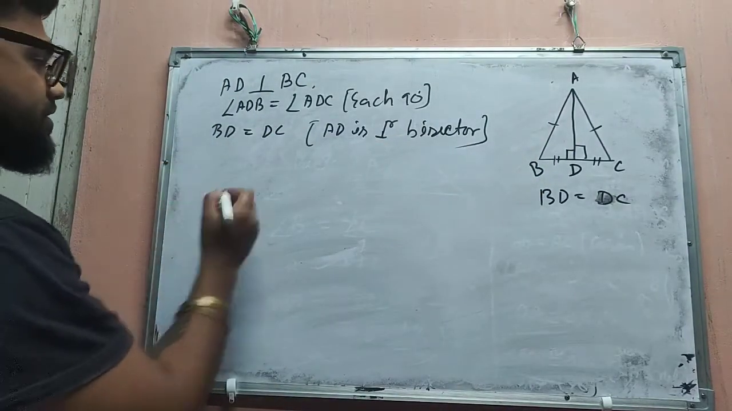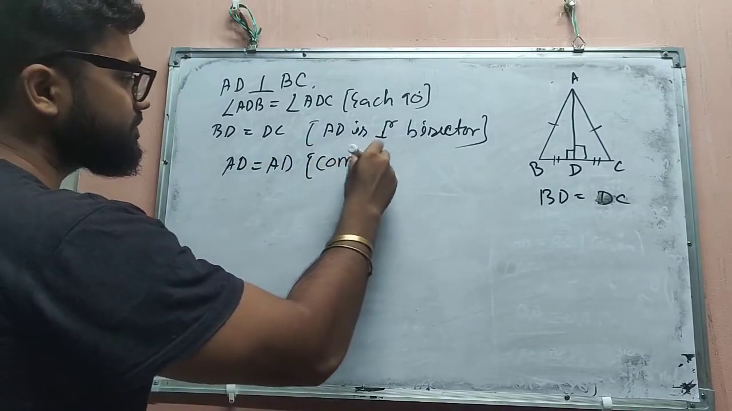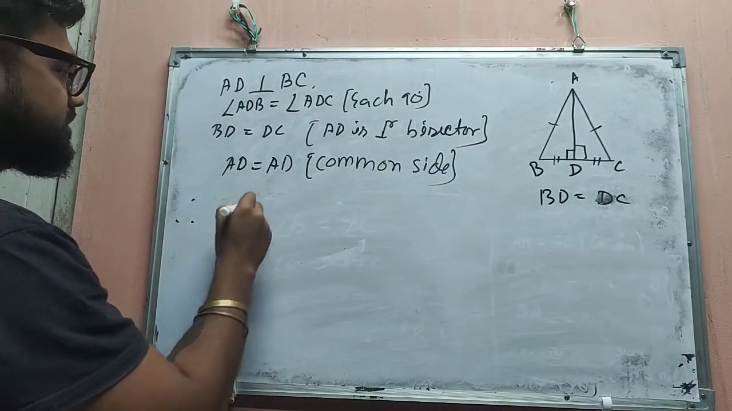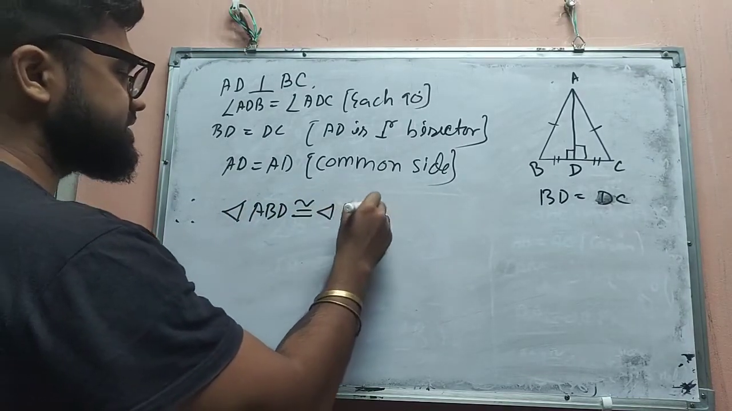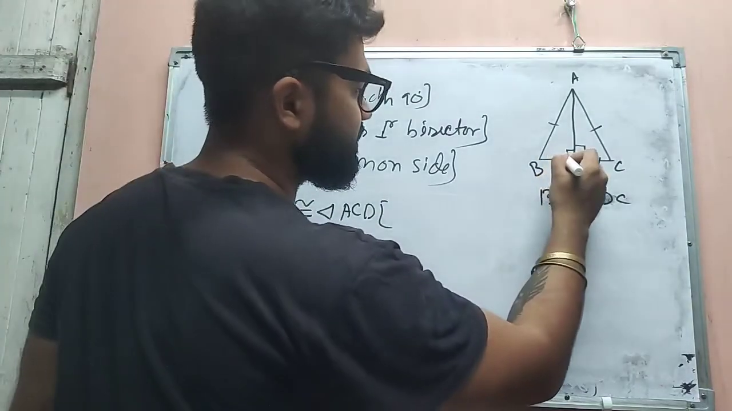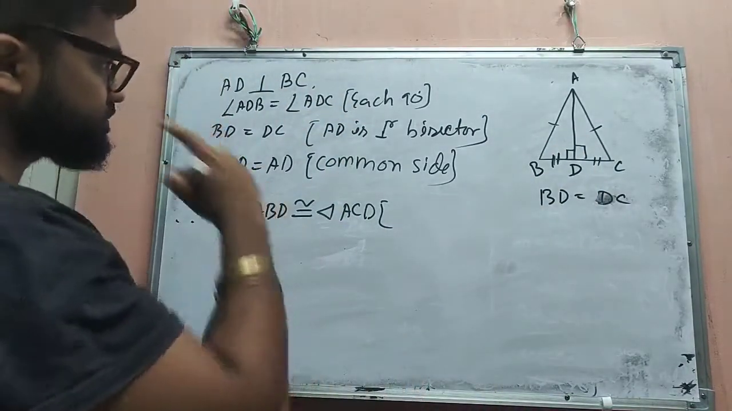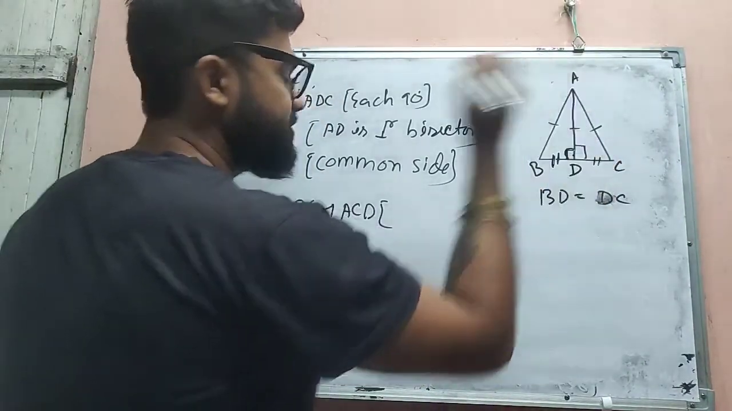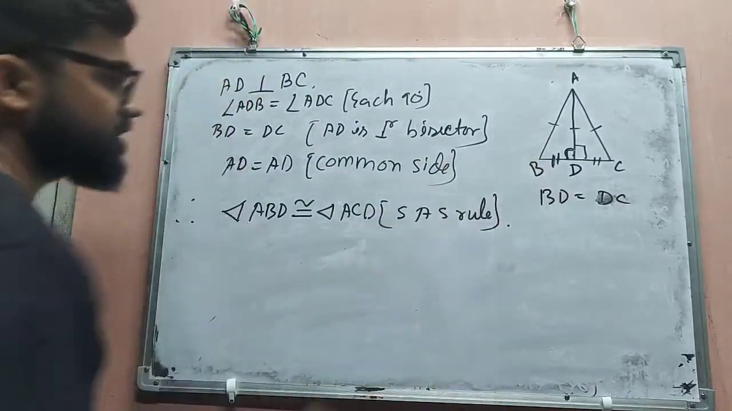And moreover, you can say AD equal to AD. It is a common side. Therefore, triangle ABD is congruent to triangle ACD. And the condition is what? This is a side, this is an angle, and this is a side. That means the side, angle, side rule. By the side, angle, side rule, these two triangles are equal.